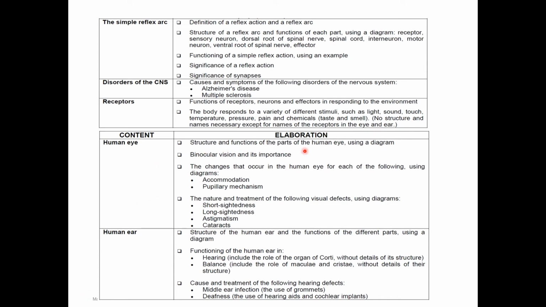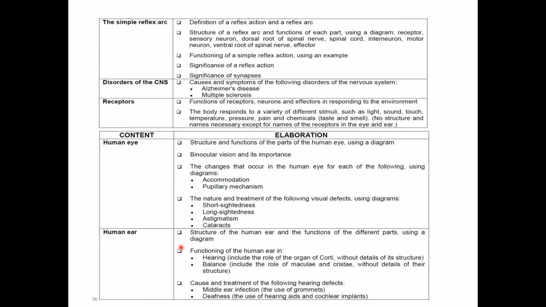You must know the structure and functions of the parts of the human eye using a diagram. You must know binocular vision and its importance. You must know the changes that occur in the human eye for each of the following using diagrams. Accommodation, pupillary mechanism. You must know the nature and treatment of short-sightedness, long-sightedness, astigmatism, and cataracts.